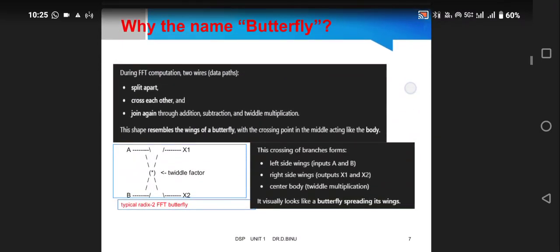Why the name butterfly? During FFT computation, two wires are used, one split apart, cross each other, and join again through addition, subtraction, and twiddle multiplication. This shape resembles the wings of a butterfly with crossing points in the middle acting like the body. This crossing of branches forms left side wings as inputs A and B, right side wings as outputs X1 and X2, and the center body as twiddle multiplication. It visually looks like a butterfly spreading its wings.